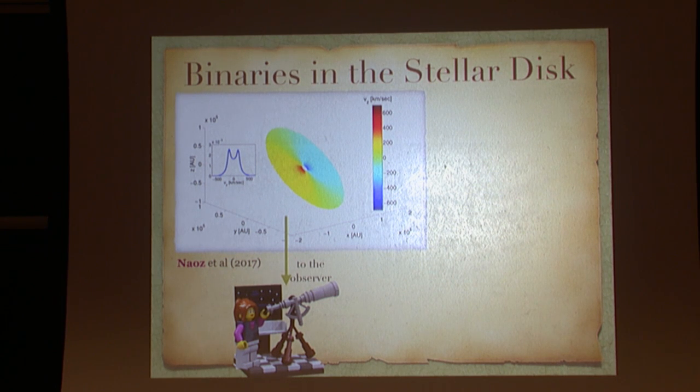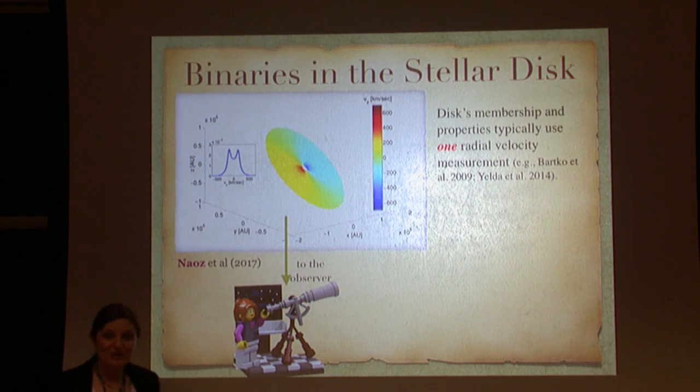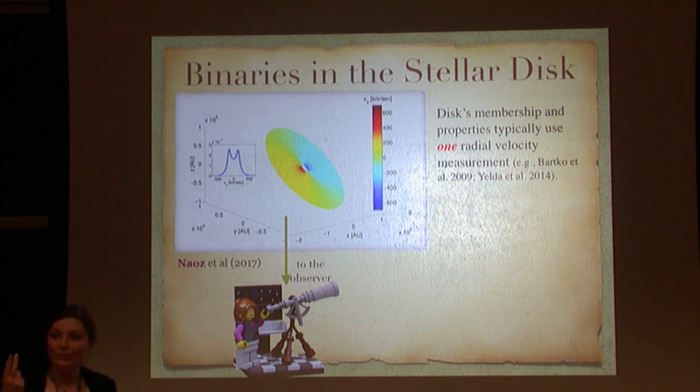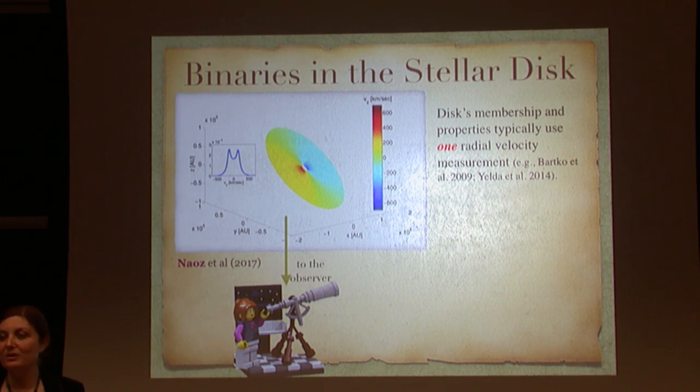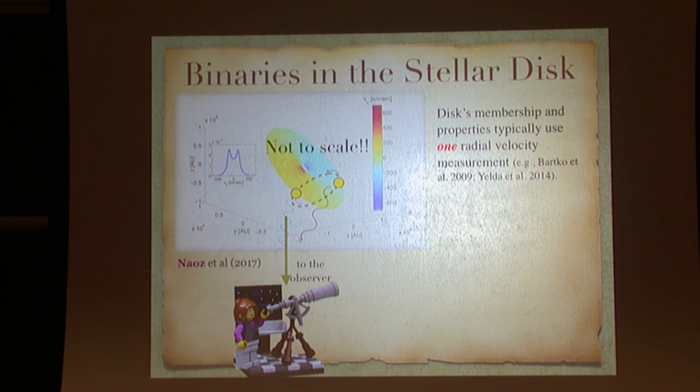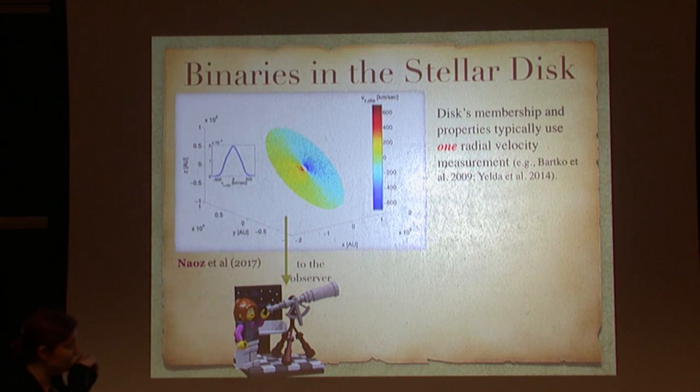And the thing is that, as Andrea said, the disk membership and other properties are usually based on only one kinematic measurement. So if I have a binary here, and this is of course not to scale, that can actually change the way that I'll interpret what the disk properties are. And this is how it looks if I decide that every star is a binary, and I simply ignore the fact that they are binaries and try to see how the disk will look.